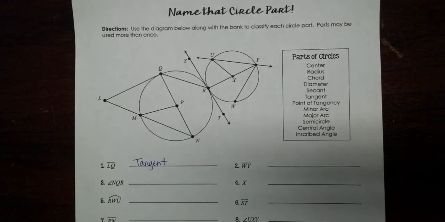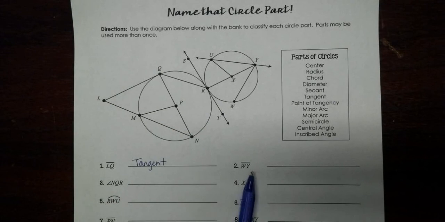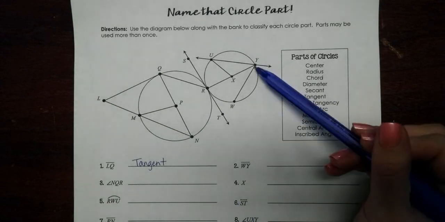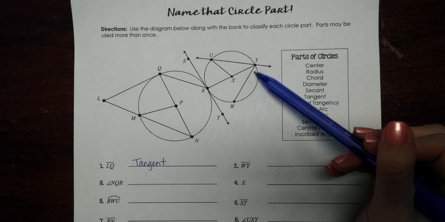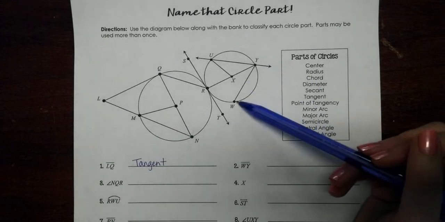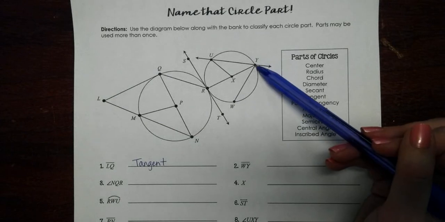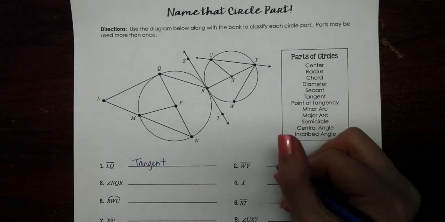Okay, I'm only going to work a couple with you. So number 2, look at the segment WY. So WY here touches the circle twice, but it doesn't keep going, it's not a line. Touches it twice, it has the endpoints on the circle, so that definition would be chord.